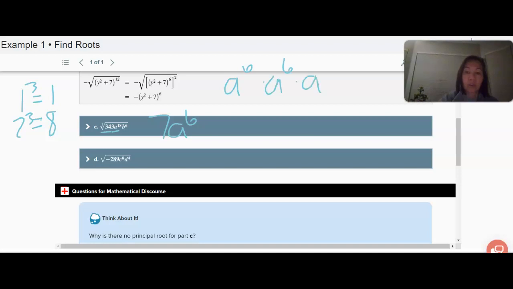What do we do with all those exponents? We add them together to get a to the 18th. And then same thing here, b to the 6th, just divide that exponent by 3, and we'll get b squared. So the cube root, since 343 is positive, this is positive 7a to the 6th, b to the 2nd.